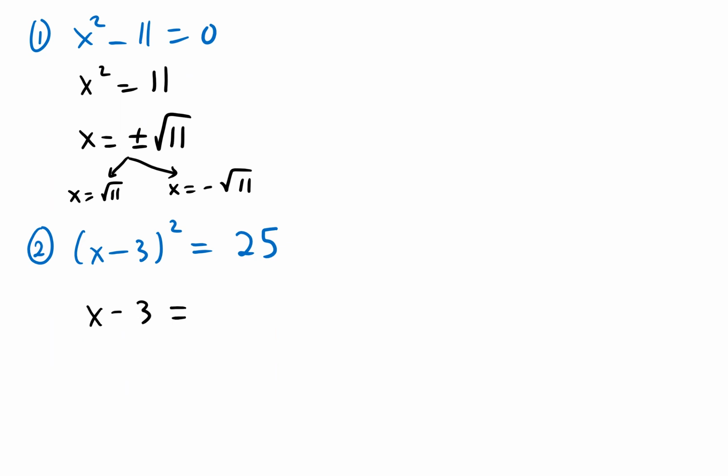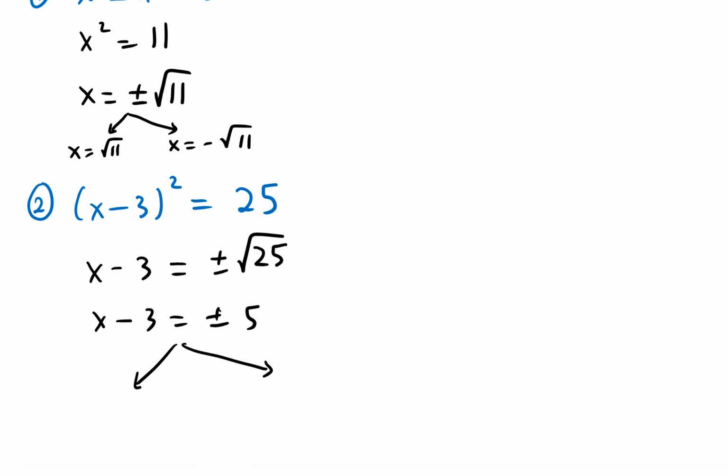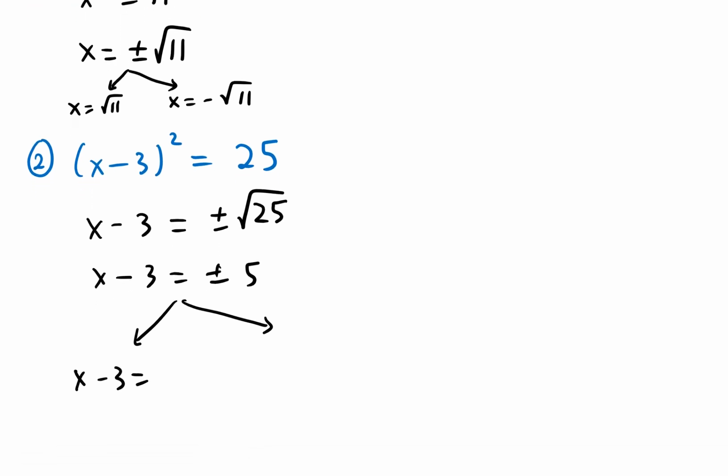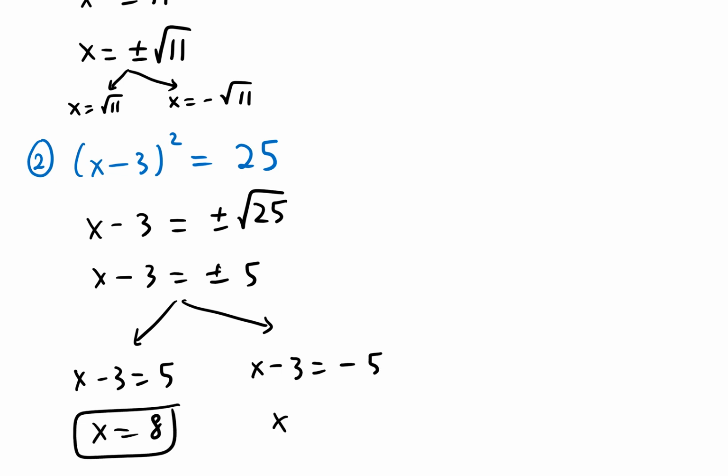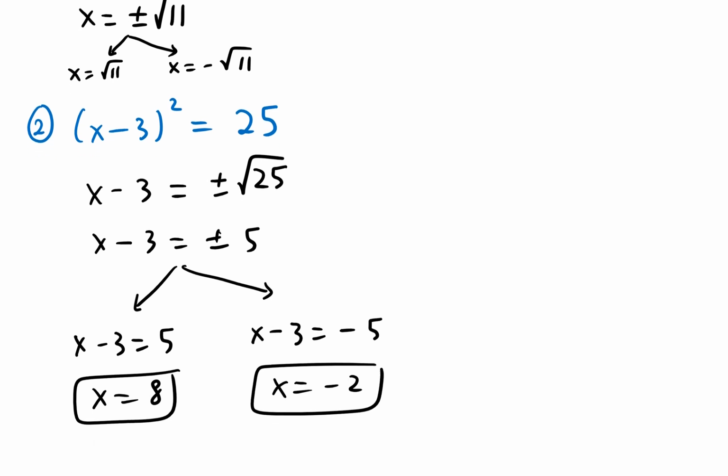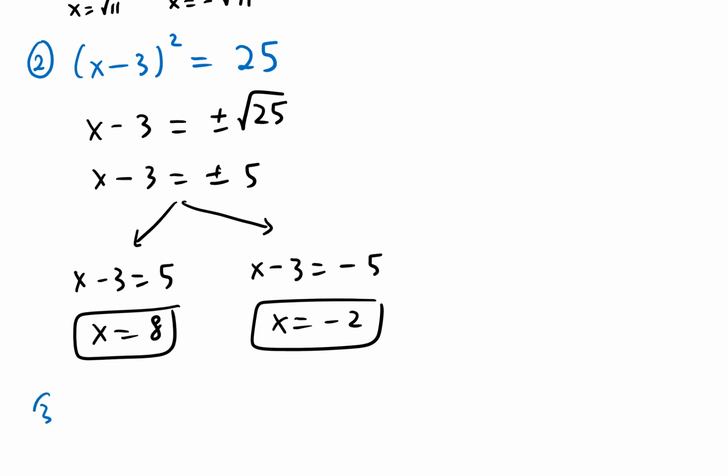x minus 3 is plus or minus the square root of 25. But the square root of 25 can be simplified as 5. So now we must split this up. x minus 3 is 5. x minus 3 is negative 5. Add 3 to both sides. These are the two solutions. We can take more examples.